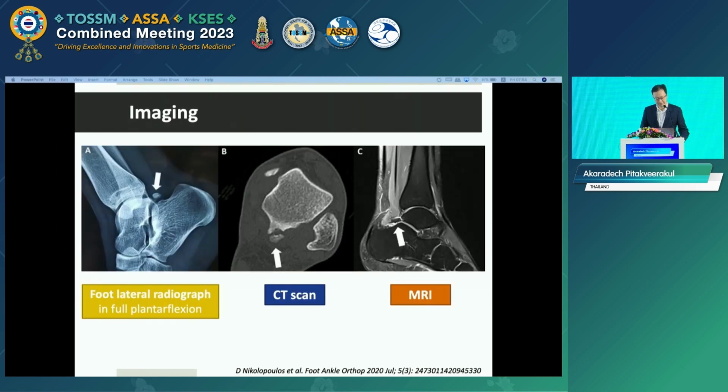On imaging, plain radiograph can show the trigonum between the posterior malleolus and the superior aspect of the calcaneus. In full plantar flexion, we can show the trigonum impinging against the posterior malleolus. CT scan is also used to assess suspected fracture of the trigonum. MRI shows bone marrow edema, fracture line, fluid in the synchondrosis, and also evaluates associated FHL pathology.